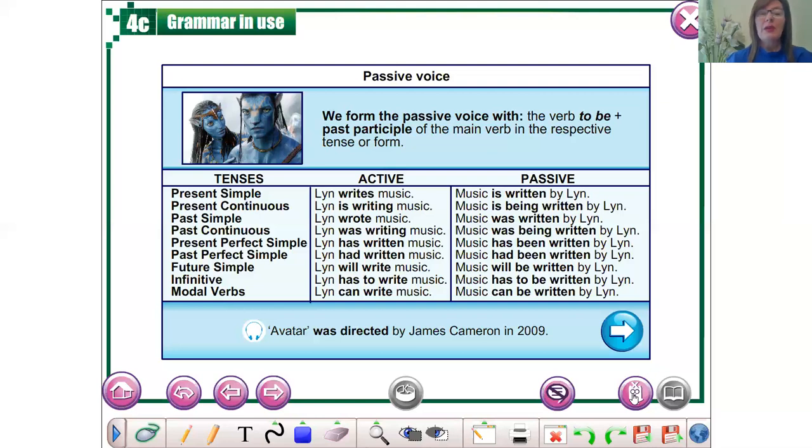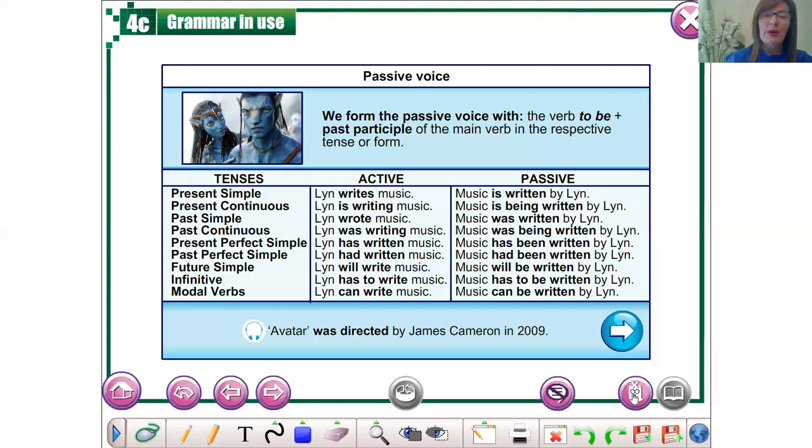Now, here we have a table of all the tenses that are given by examples and the way they are transformed into passive. Present simple. Lynn writes music. Music is written by Lynn. Present continuous. Lynn is writing music. Music is being written by Lynn. Past simple. Lynn wrote music. Music was written by Lynn. Past continuous. Lynn was writing music. Music was being written by Lynn.